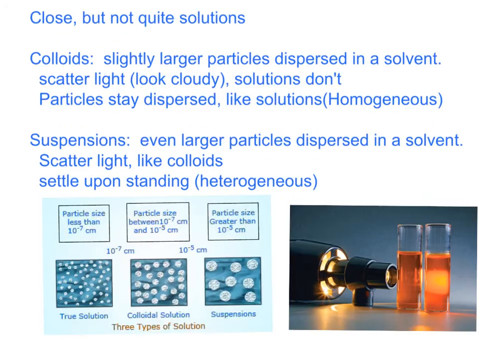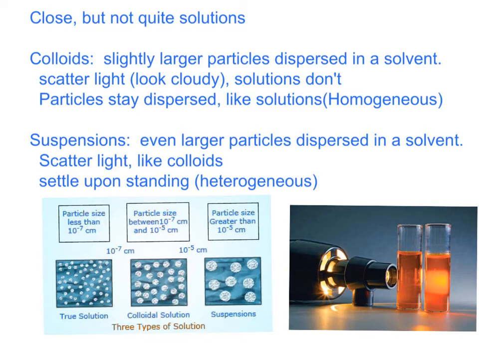So there's another group of solutions, so to say. They're not quite solutions, but they're similar in certain properties. There are things called colloids, and colloids are slightly larger particles that are dispersed in a solvent, and they can be seen if you pass a light through them. They will scatter the light, and it'll look cloudy. This is called the Tyndall effect. It's still basically a homogeneous mixture, but it's called a colloidal suspension. So this one on the right is the colloidal suspension.